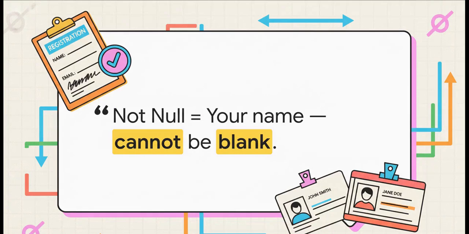And then there's not null. This one's the most straightforward of the bunch. Just think of it like your name on a form. It has to be filled out. Now, it doesn't have to be unique. Of course, there are plenty of people with the same name, but that field just cannot be left blank. It makes that piece of information mandatory.